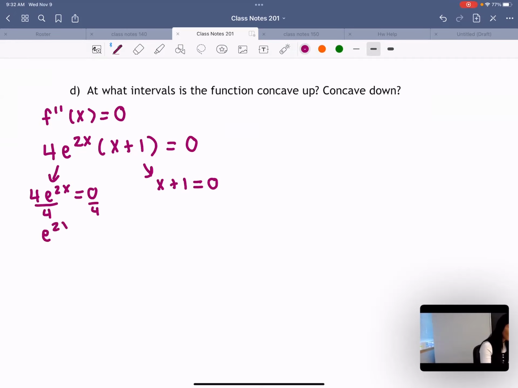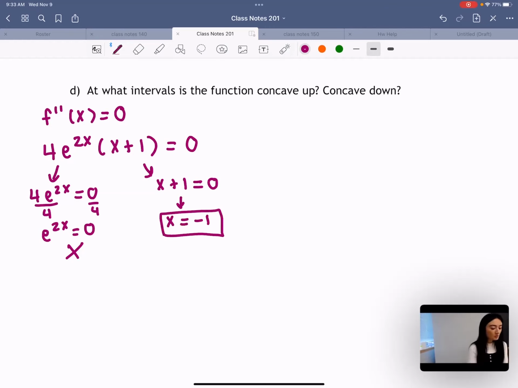So e to the 2x equals 0. Is there any place where e to the 2x equals 0? No, right? If you took the ln of both sides, your calculator would give you an error. So this is a dead end. There's no place where this equals 0, so we can just leave it alone. This equation gives us that x equals -1. So this is something that we want to put on our number line.